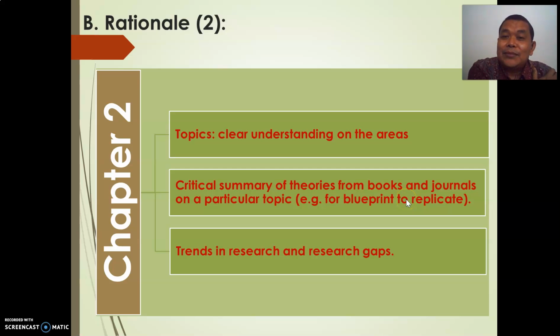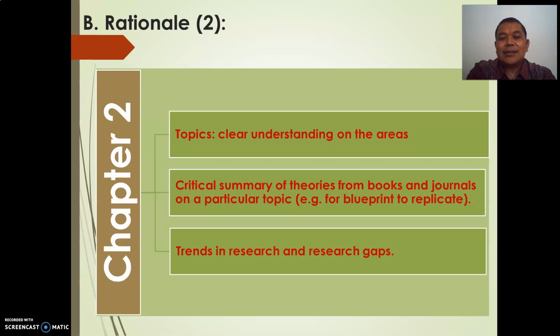The rationale for chapter 2 is this. Your chapter 2 should consist of theories, of course. It should consist of topics, and you should have a clear understanding of the topics. It should also consist of a critical summary of the theories from books and journals on a particular topic. Why is it important? Because you can use those theories to design blueprints. Probably you can replicate blueprints from some journals. You can design or adapt some questionnaires or interviews based on the blueprints from some journals.